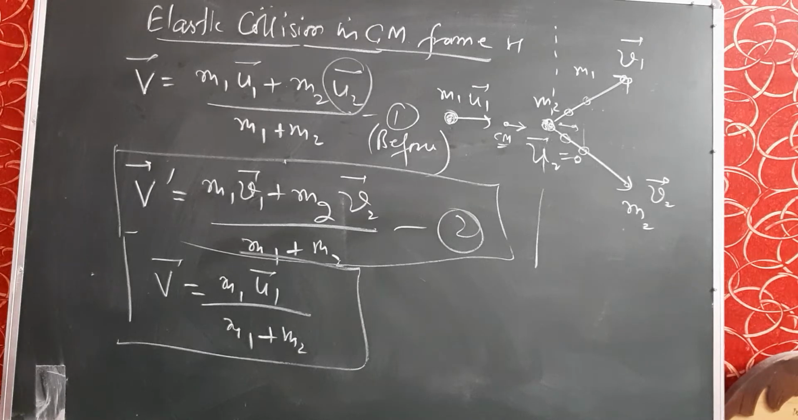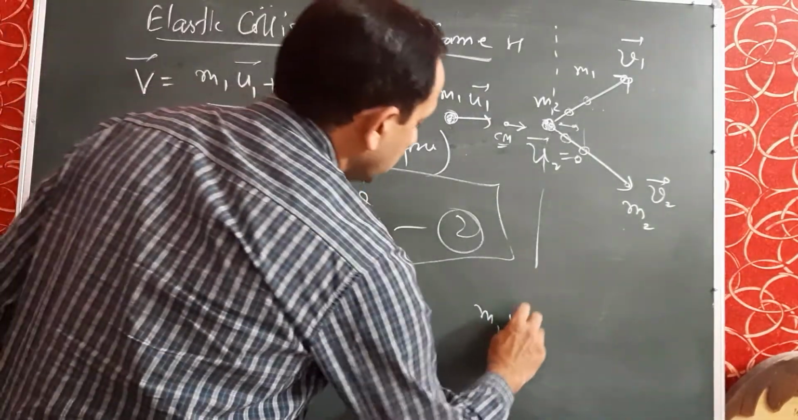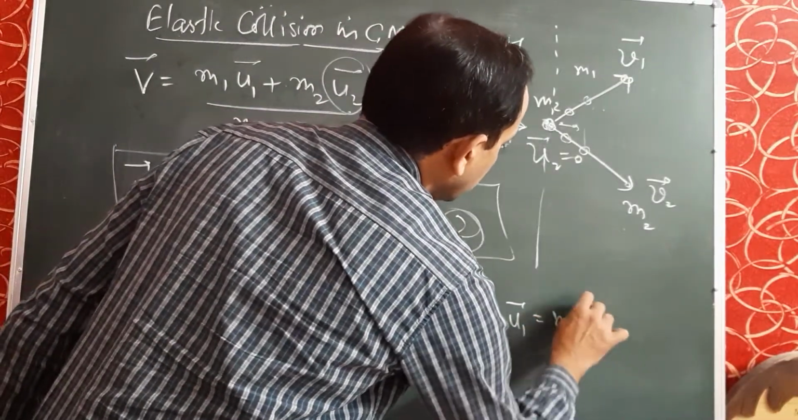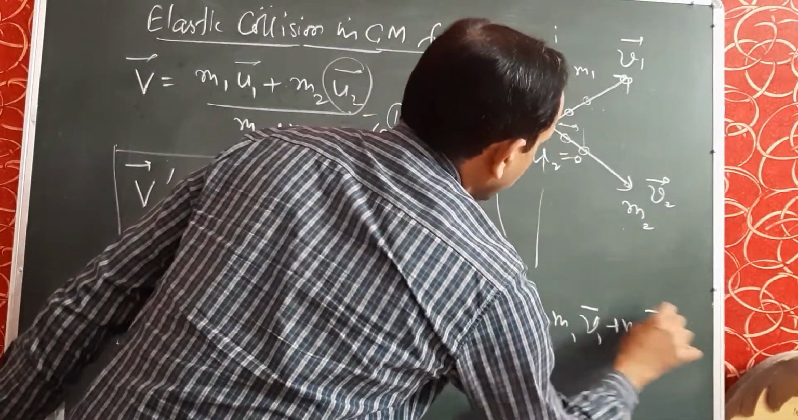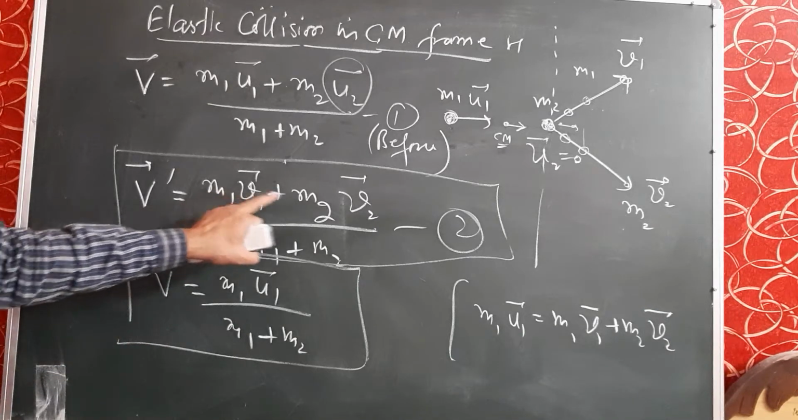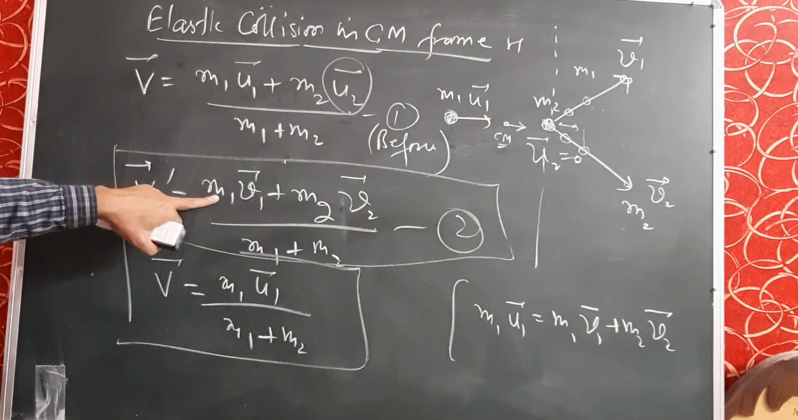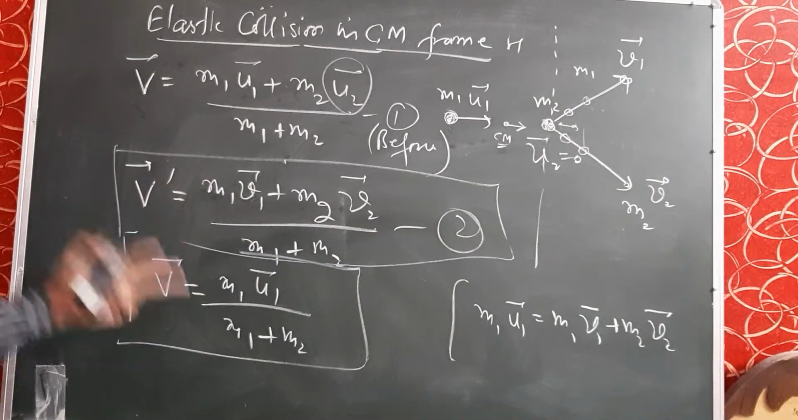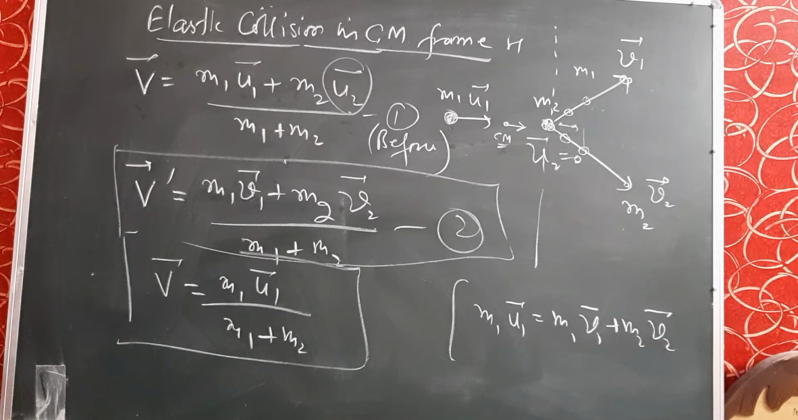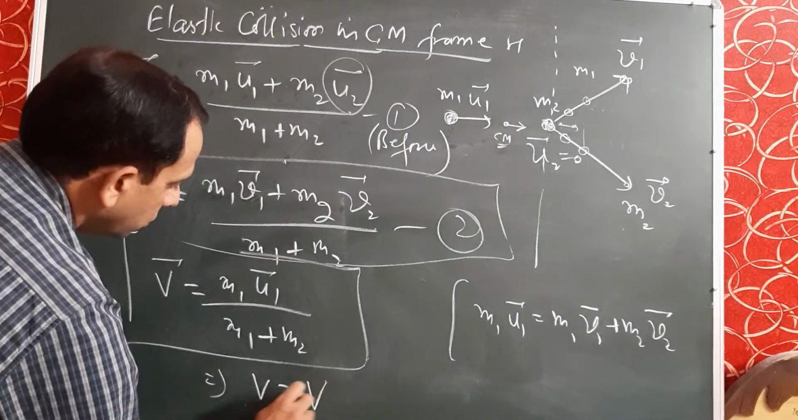And also we know that according to the law of conservation of linear momentum, we have a single equation, that is m1 u1 is equal to m1 v1 plus m2 v2. This equation we have already discussed, and when we put this value, m1 v1 plus m2 v2 is equal to m1 u1, so this will become m1 u1. So it means both velocities become the same. This implies v is equal to v dash.